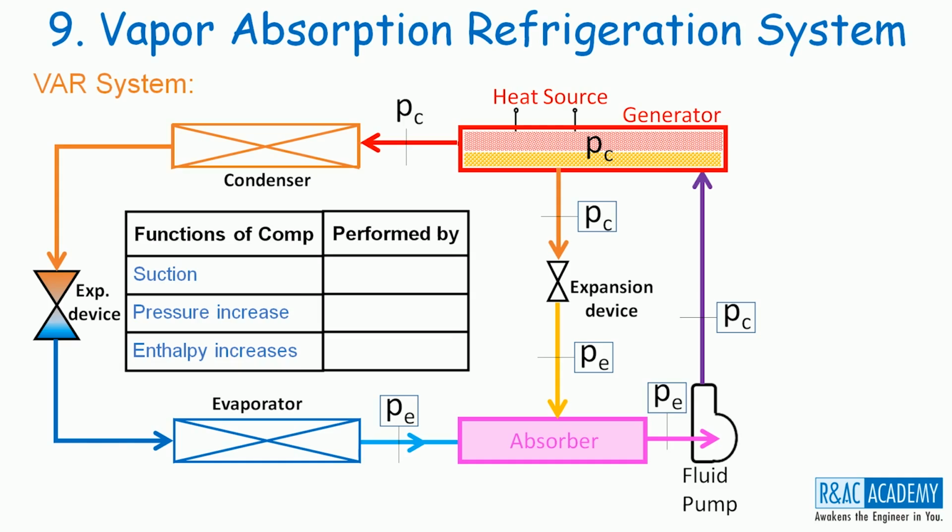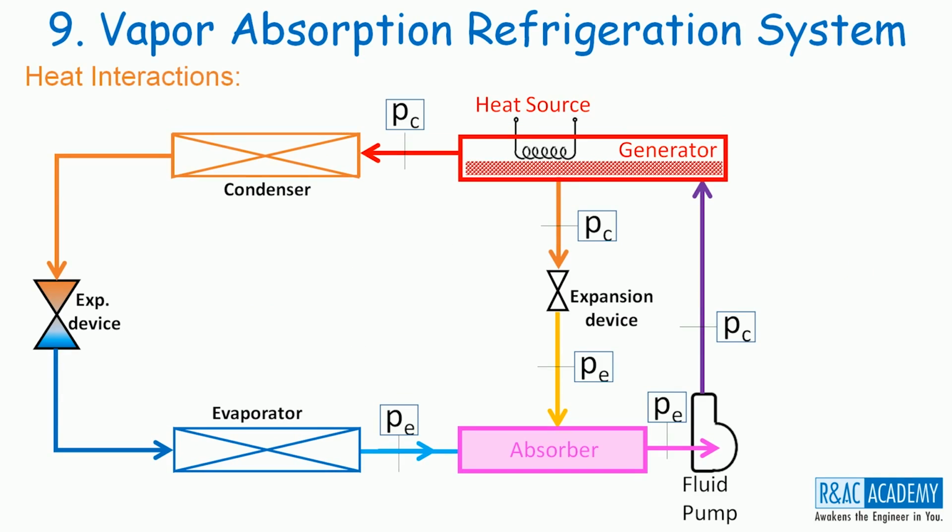Let us now look at how these three functions are taken care of. The absorber performed the function of sucking the vapors from the evaporator. Fluid pump performed the function of increasing the pressure and the generator performed the function of increasing enthalpy. Let us look at the heat interaction that happens in vapor absorption refrigeration system.